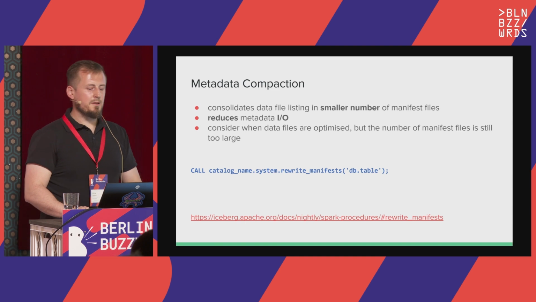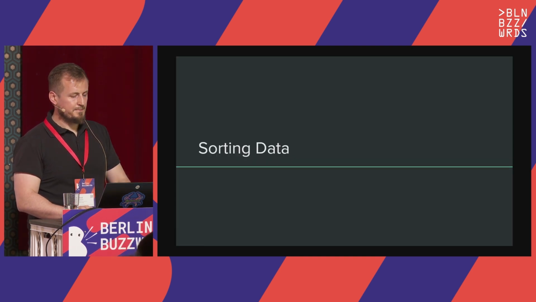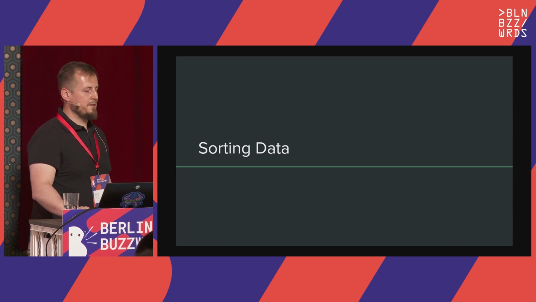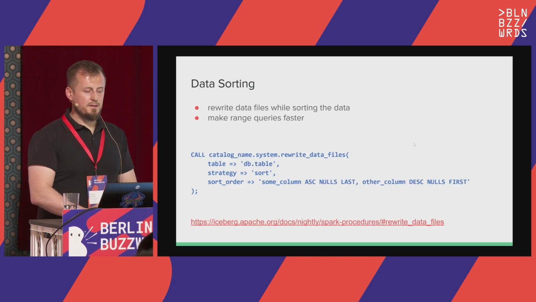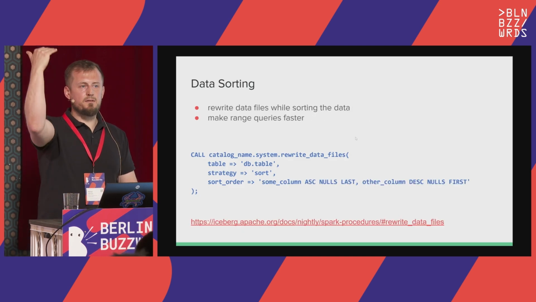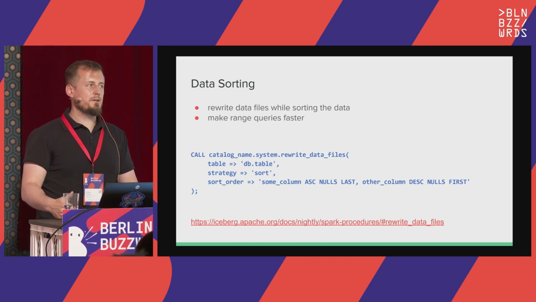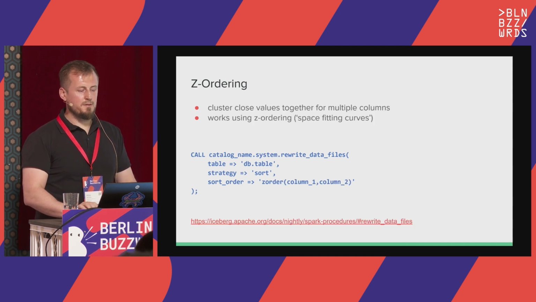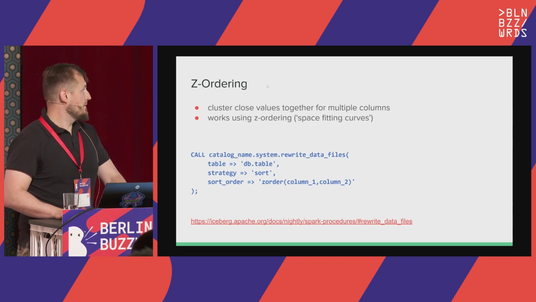Metadata compaction is something that can also be done. So basically, manifest files can be rewritten. Now, an aspect of rewriting of data files in Iceberg is that the rewrite can also sort data within data files, which will make especially range queries much faster. And this can also be expanded to Z ordering, which is this multi-dimensional clustering of data files.